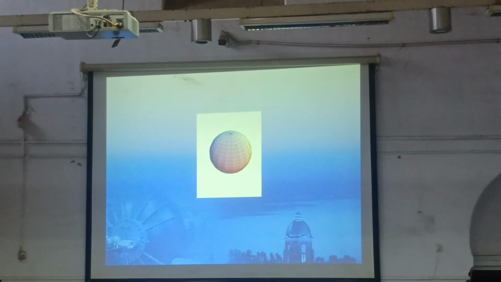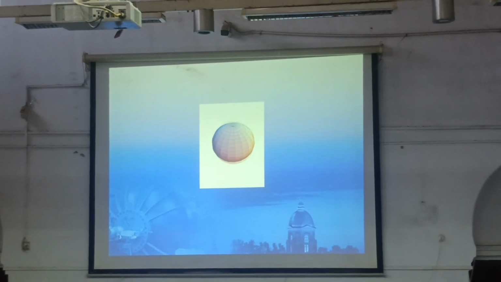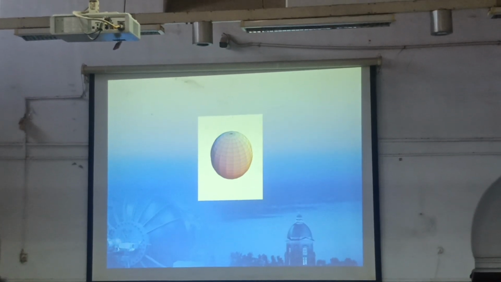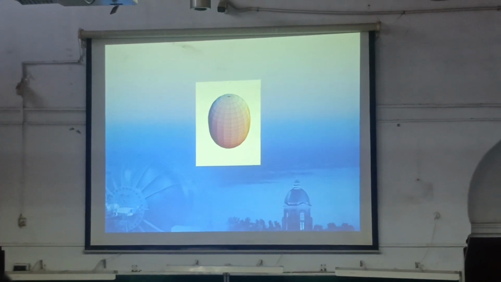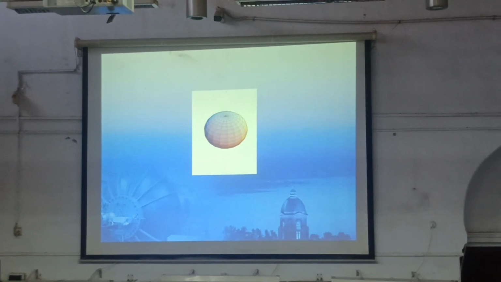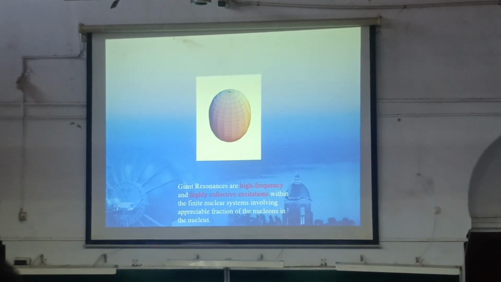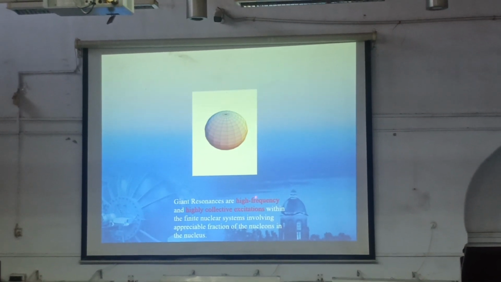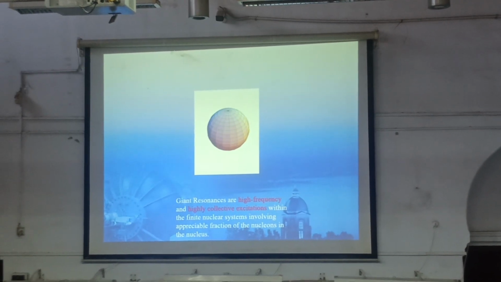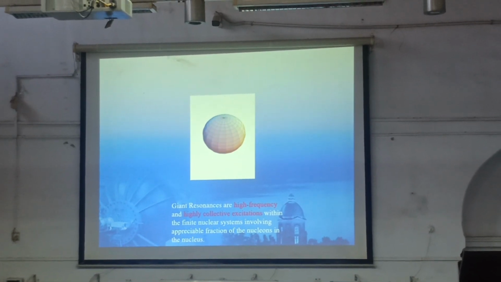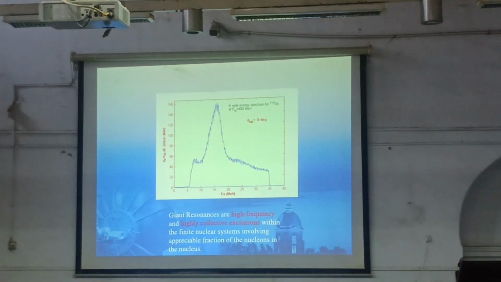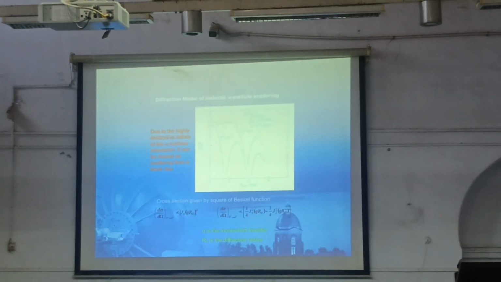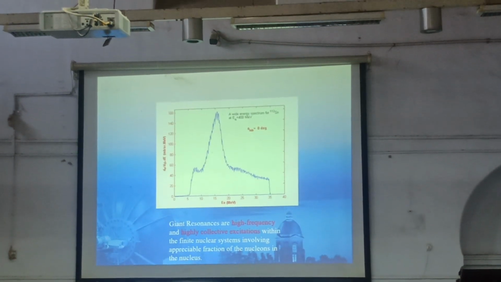There are all kinds of vibrations possible. I am interested in this vibration which is like this, and I have to separate it from many other vibrations. All these vibrations are called giant resonances. Why are they called giant? They are high frequency, highly collective oscillations. That means the entire nucleus is actually vibrating, not just a few particles. And that is why this is called a giant resonance.